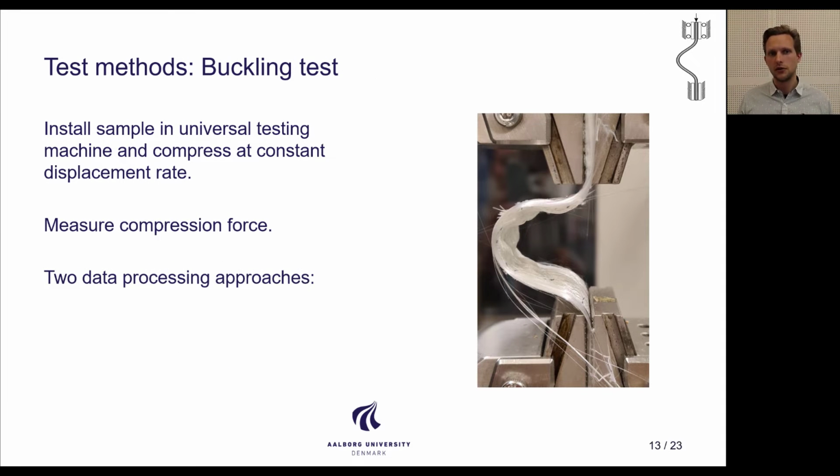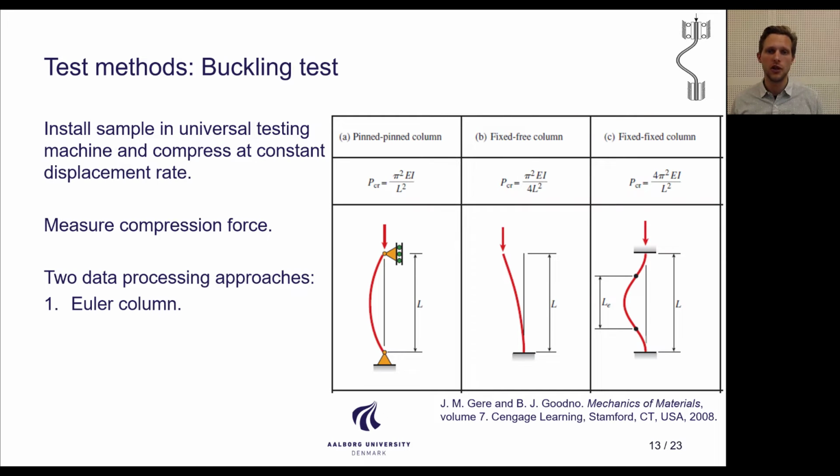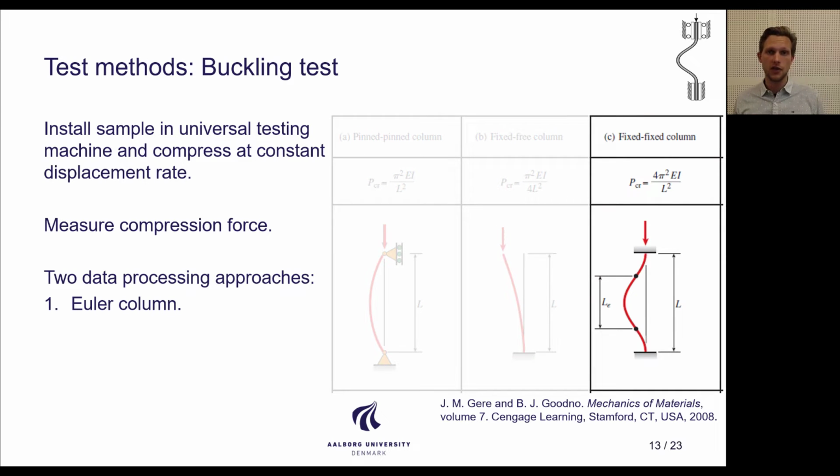So the idea is to install the sample in a universal testing machine and then compress it. And then you can measure the compression force. And after that there are two data processing approaches. The first one is to consider the fabric as an Euler column. It means you can look up in your favorite textbook on mechanics of materials and find this elementary buckling case, which relates the maximum critical load at buckling to the flexural rigidity and the length.